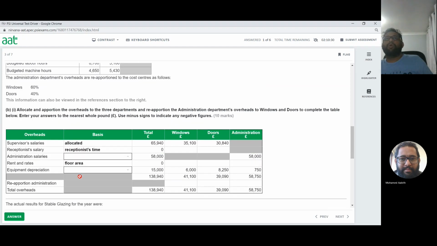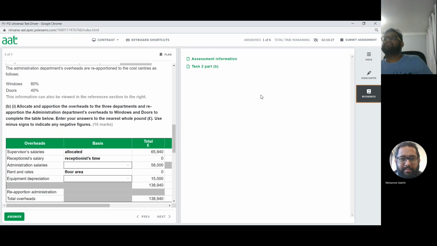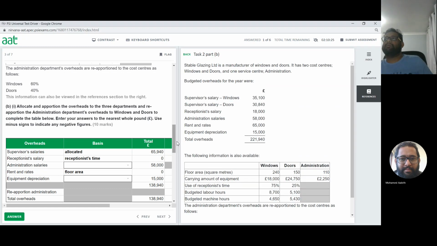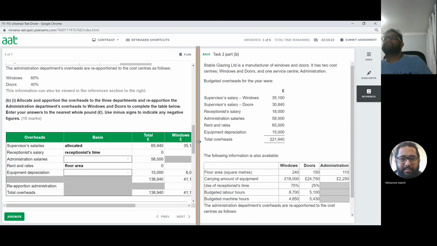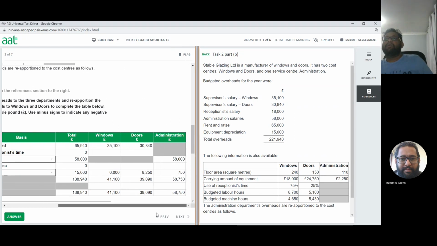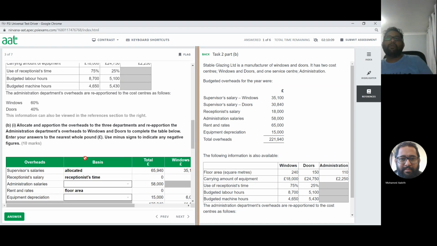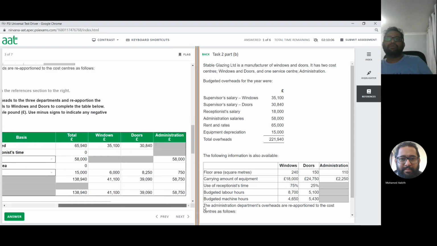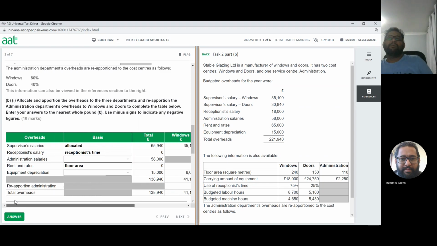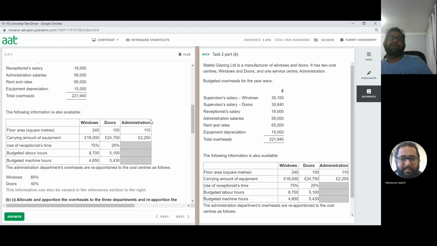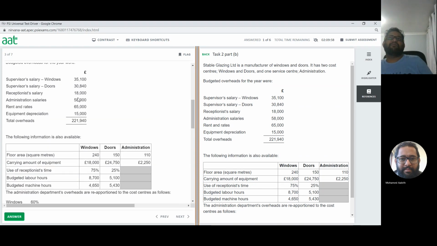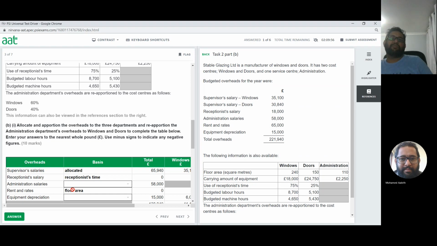Okay, so now let's see whether I can split the screen quickly. I'm going to open part 2B and move it a little so I can see it better. Yes, that's not bad. Now, they're asking about the administration salaries. It's £58,000, already given here. What is the basis of apportionment? The salary for that department has to be allocated, because only those people will have that.